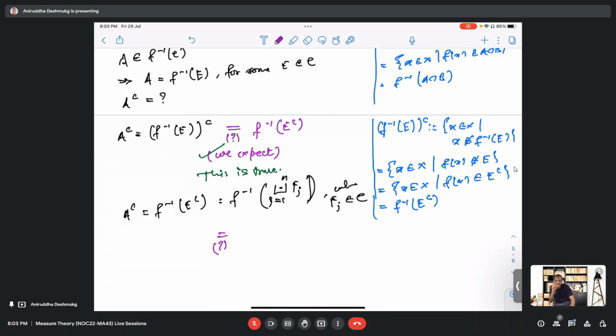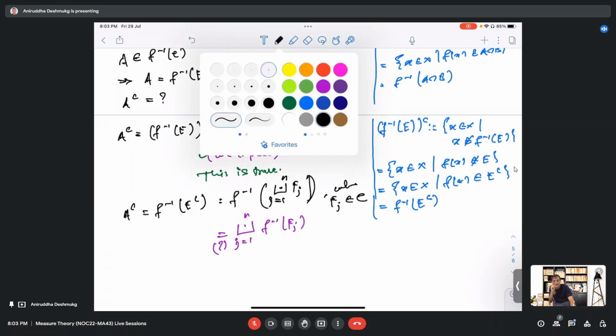Disjoint union of F inverse of X. Okay. Now there are two questions, right?